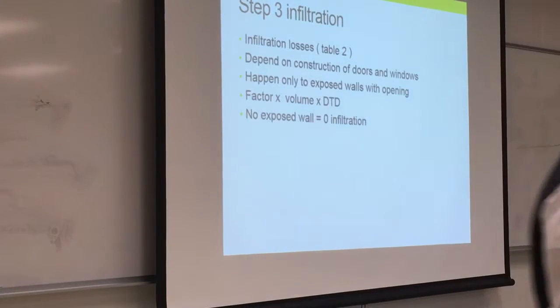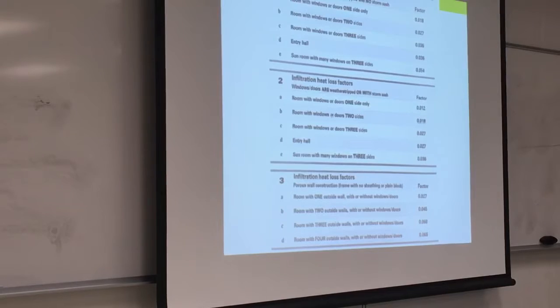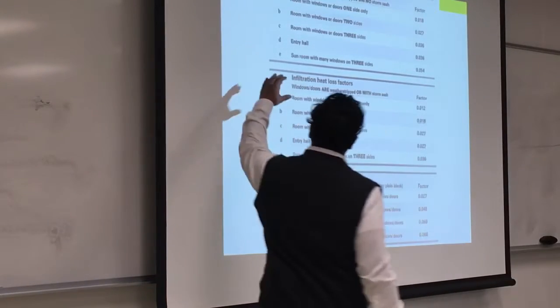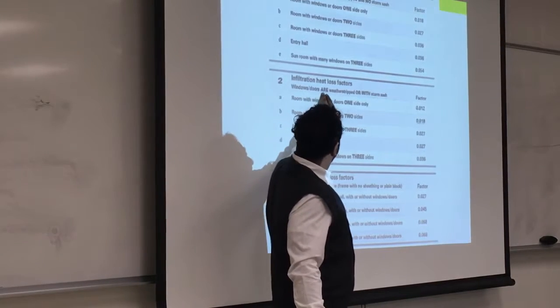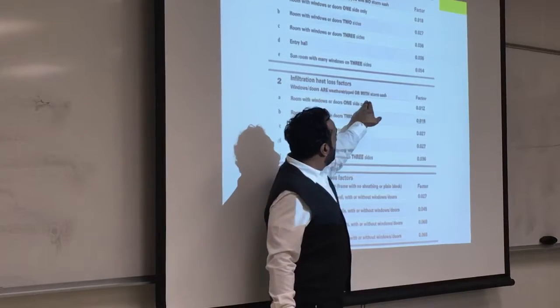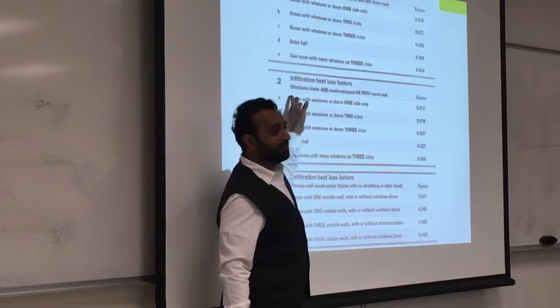You already said this, but what's DTD here? Design temperature difference, which is the outside minus the inside. Each column has that factor, right? Yeah, I have it here. So this is from the book. We're basically going to use either this table or this table. This one has windows or doors with weather strip or with storm sash. This one has no storm sash. So we'll assume we have storm sash.